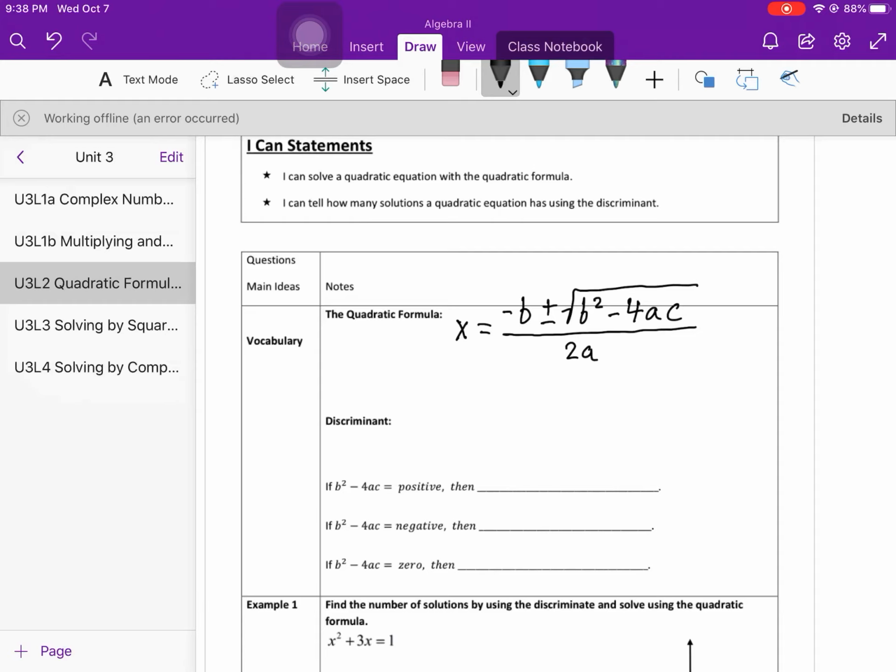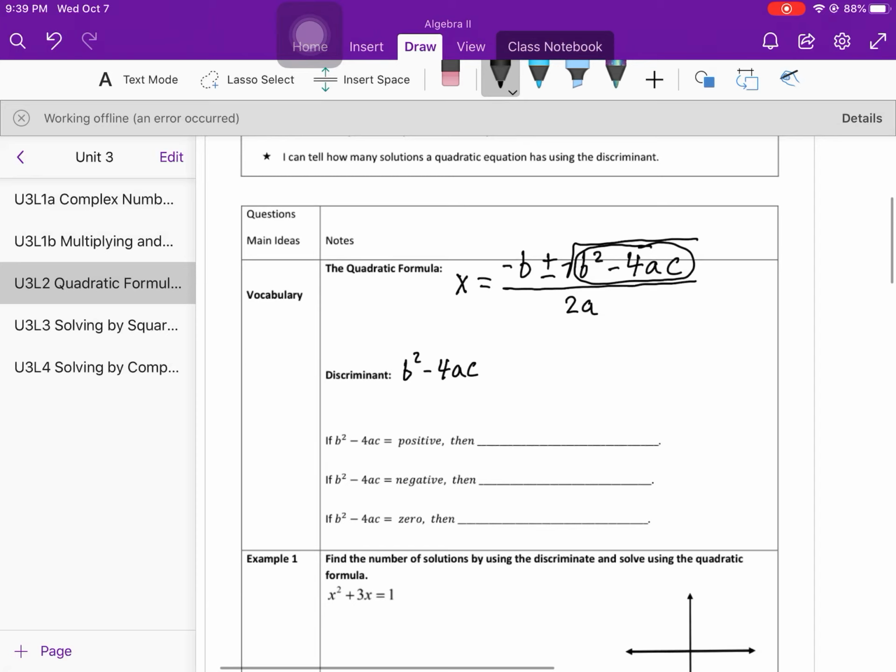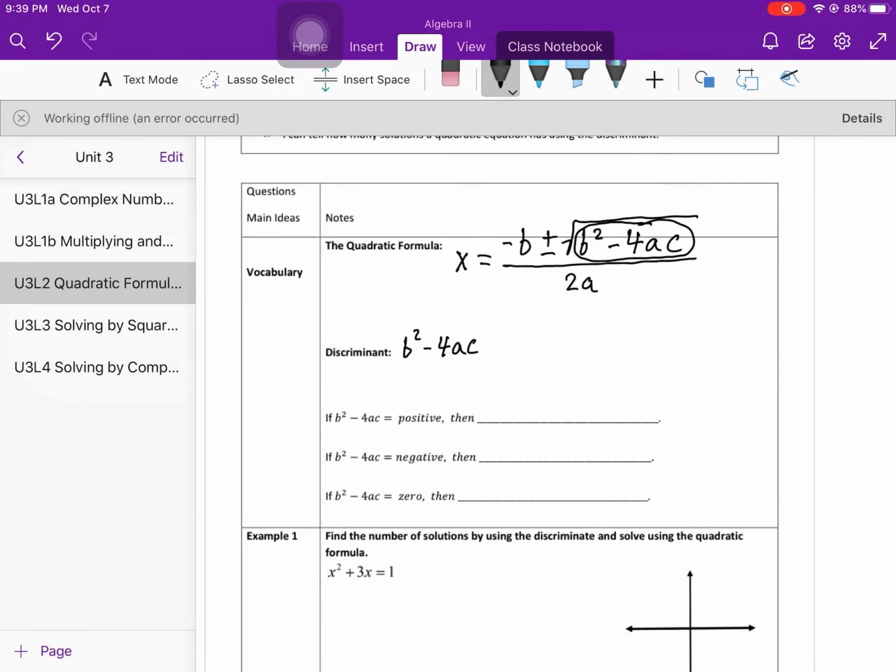And then we have what is called the discriminant. The discriminant is what is under the radical. So in this case, it is b squared minus 4ac. So it's everything under the square root right here. And the discriminant tells us how many answers we're going to have. Okay, so if b squared minus 4ac equals a positive number, then we are going to have two real solutions.